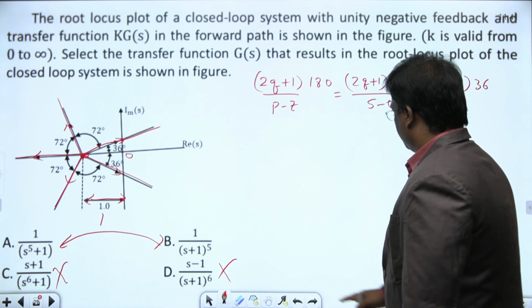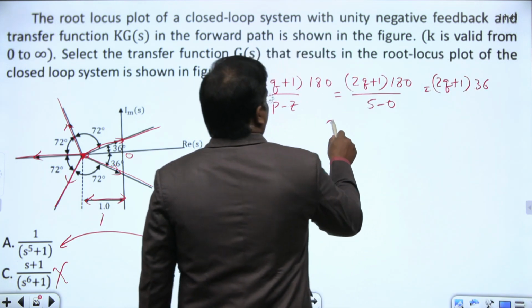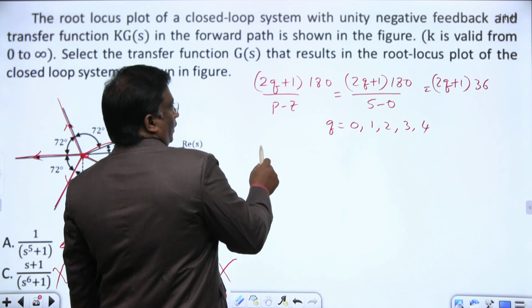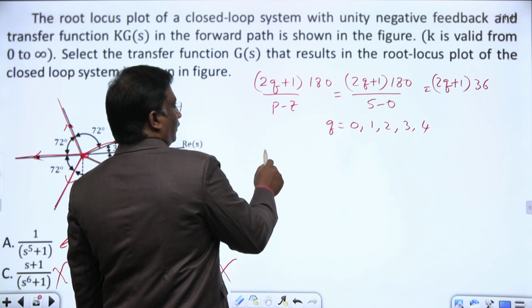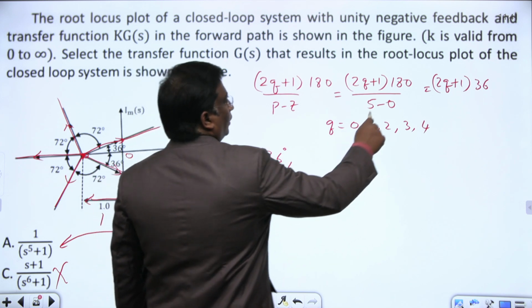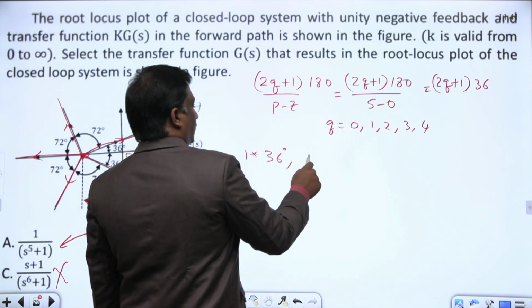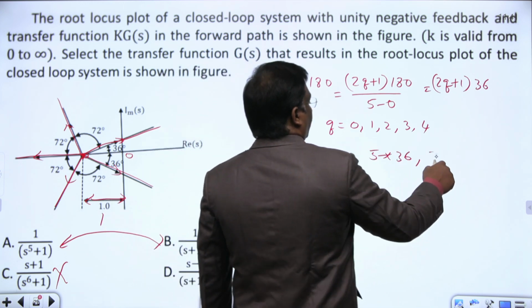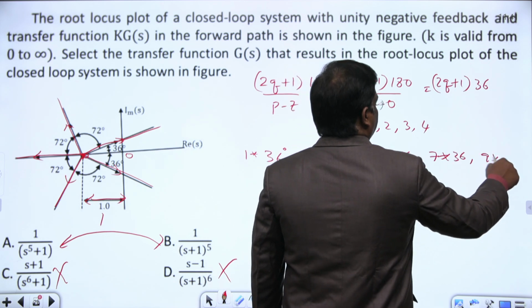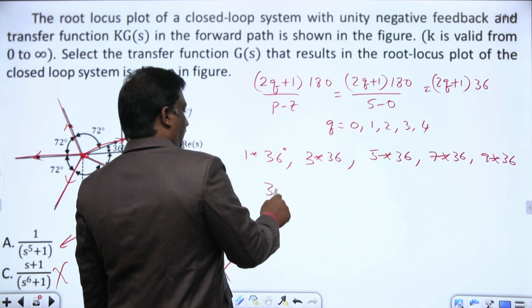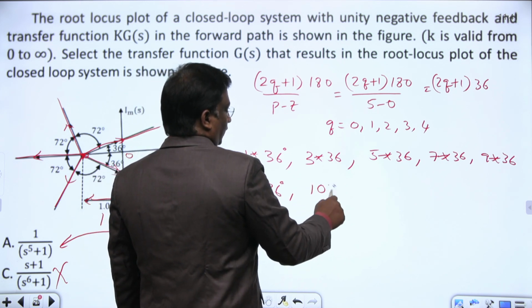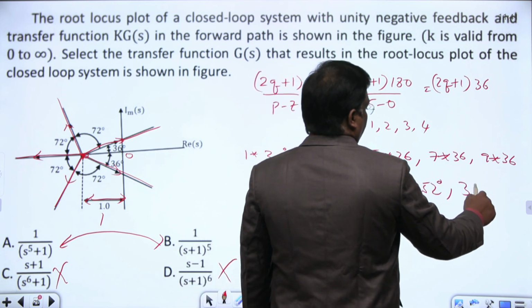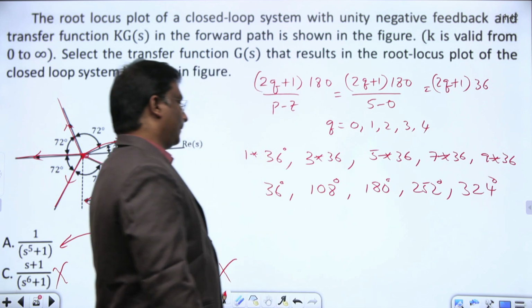Okay, 36 degrees. If I put the different values of q, 0, 1, 2, 3, 4, that is 5 values. If I put q equal to 0, what's the angle here? 1 into 36, 36 degrees. Then 3 into 36, 5 into 36, 7 into 36, 9 into 36. What are the values here? This is 36 degrees, this is 108 degrees, this is 180 degrees, this is 252 degrees, this is 324 degrees. These are the asymptote angles.